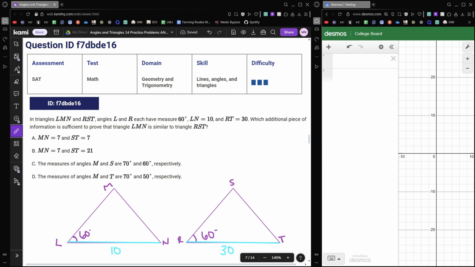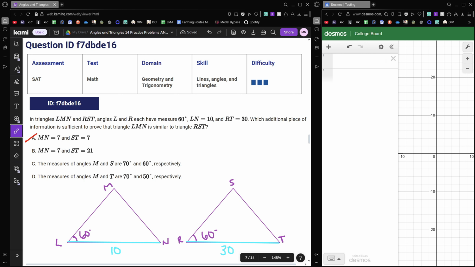Now there are 3 proofs for similar triangles. You have angle-angle, side-angle-side, and side-side-side. Let's go ahead and take a look at our answer choices and see if any of those proofs would apply after using that new information. First up, answer choice A, MN is equal to 7 and ST is equal to 7. So that means that both MN and ST are equal to 7. Now we have an angle, a side, and a side. Angle side side is not one of our proofs, so A isn't going to be the answer.